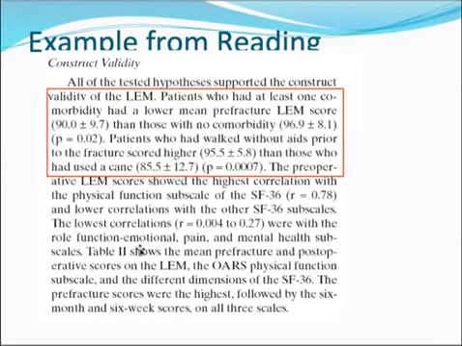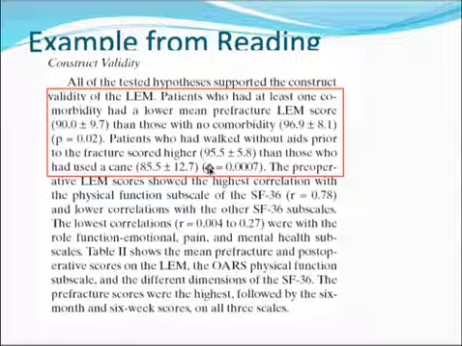groups of patients. And so we could see here, those are known groups, and so all the test hypotheses are supported. So patients who had at least one comorbidity had a lower mean prefracture LEM score than those with no comorbidity. So it's fairly small, but there was a difference. And patients who had walked without aids prior to the fractures scored higher than those who had used a cane. So this is an example of trying to use known groups to say, hey, the LEM's picking up these differences in patients that we know are functioning differently relative to their self-report of function.